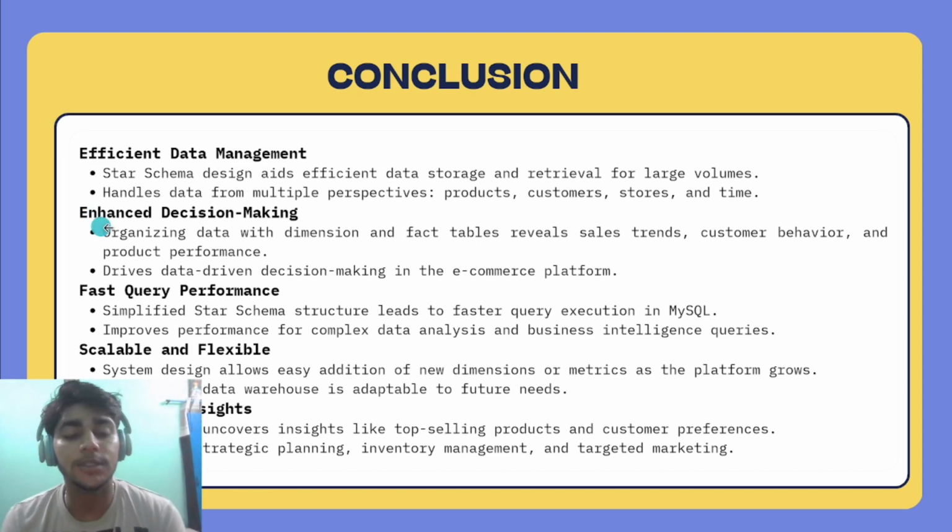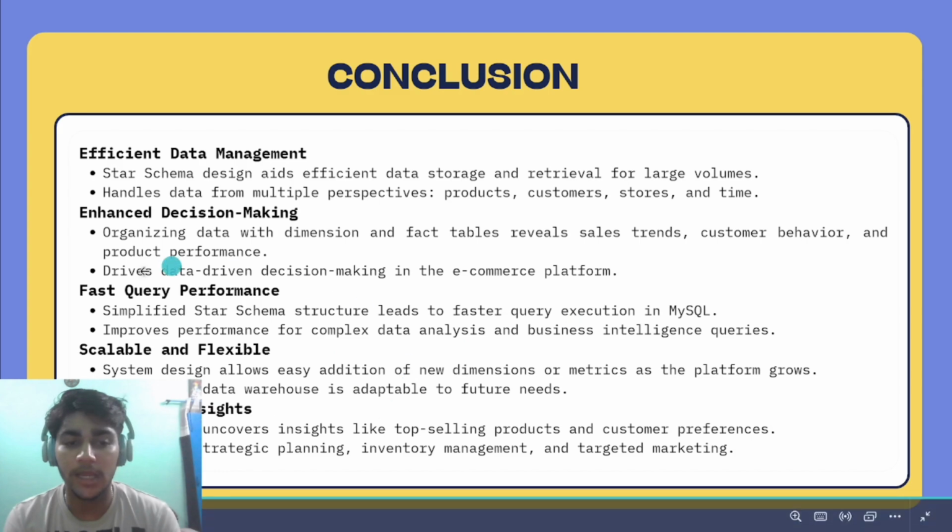The second advantage is enhanced decision making. If we can analyze our data in a good way, then we can enhance our decision making skills. Two slides before we studied data mining. It enhances data mining. So if data mining is enhanced, our decision making will be enhanced. The third is fast query performance. The simplified star schema structure leads to fast query performance in MySQL.